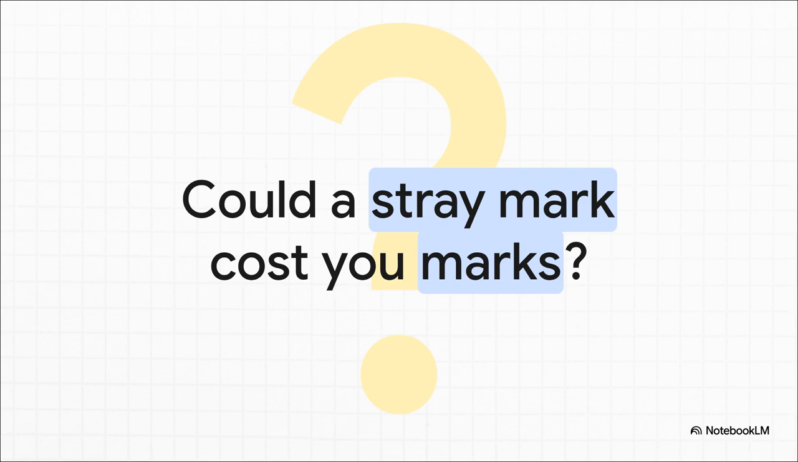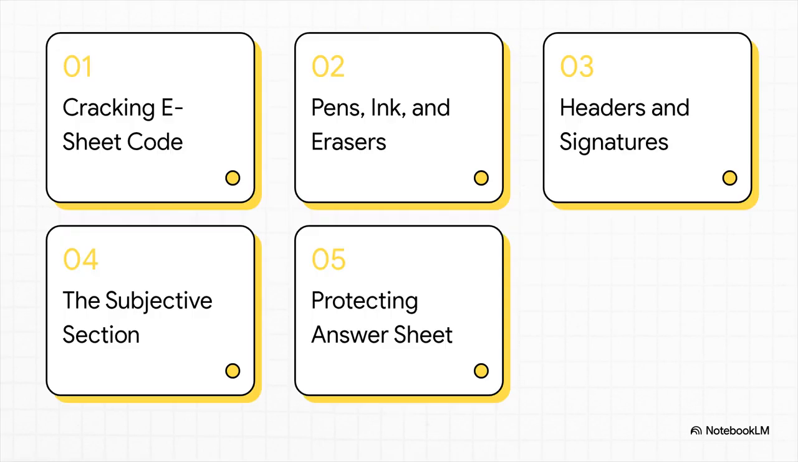But don't worry, because by the end of this explainer, you'll know exactly how to avoid every single one of those pitfalls. Here is our survival syllabus for today. 1. Cracking the e-sheet code. 2. Pens, ink, and erasers. 3. Headers, bubbles, and signatures. 4. Conquering the subjective section. And 5. Protecting your answer sheet.